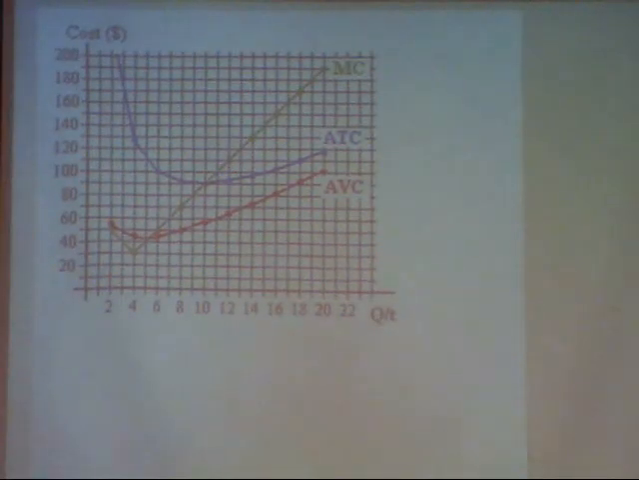To try to explain how to get cost information from the graph that's on the screen. This is a graph that shows the MC, the ATC, and the ABC. The MC, marginal cost, ATC, average total cost, ABC is average variable cost. The vertical axis is measuring the cost in dollars, and the horizontal axis is measuring the quantity per period of time. That's what the T stands for, per time period.